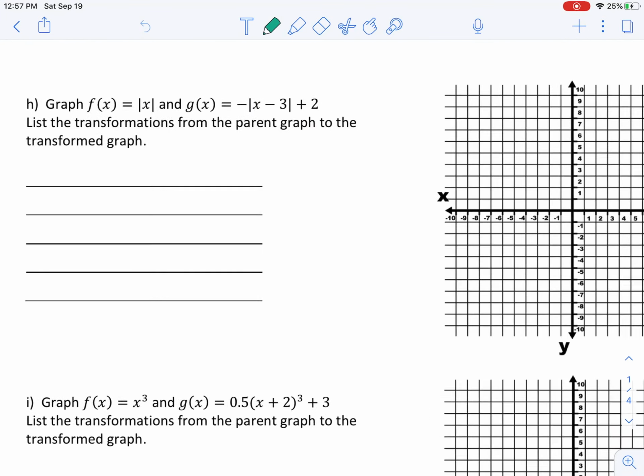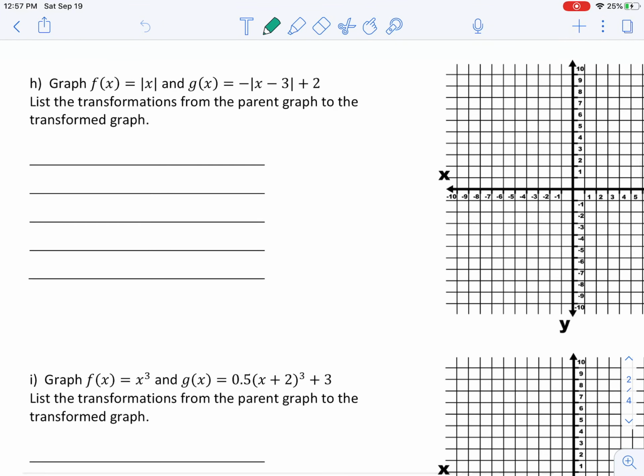All right, so for H we have the parent graph, f of x equals the absolute value of x. And then there's a transformation. List the transformations and graph. Let's start with the negative out in front. That is an A, and it's -1. Since A is -1, that's a vertical reflection. So I am going to write vertical reflection since A is equal to -1.